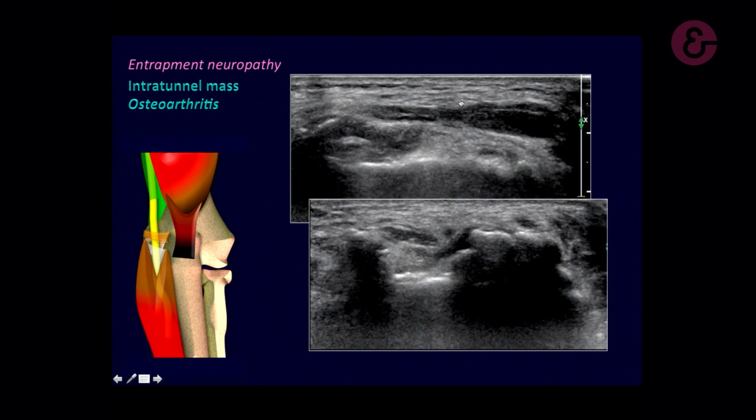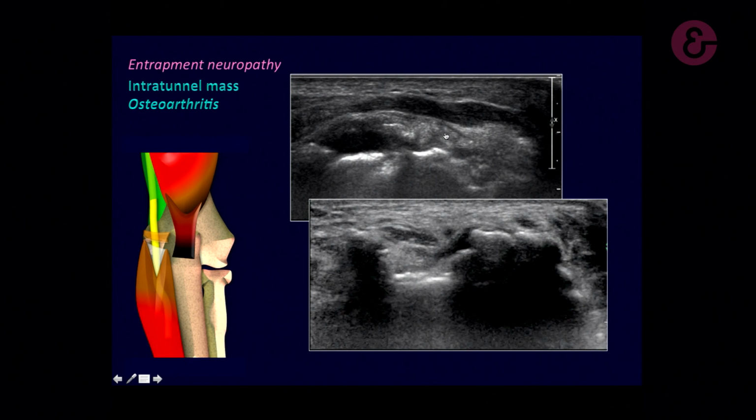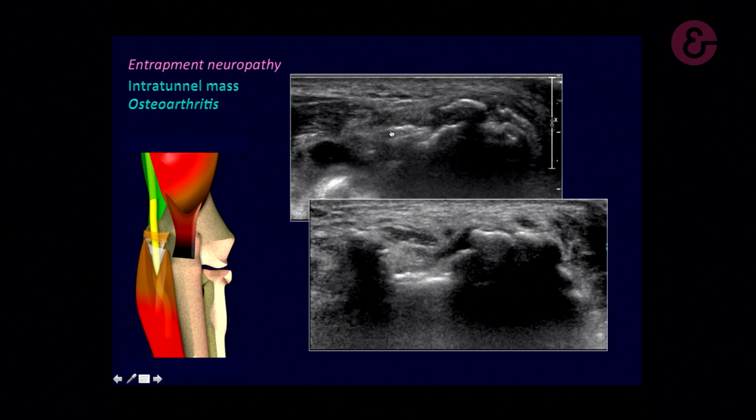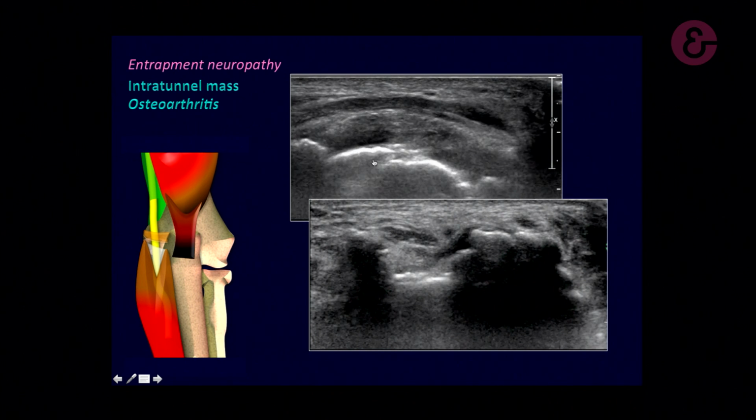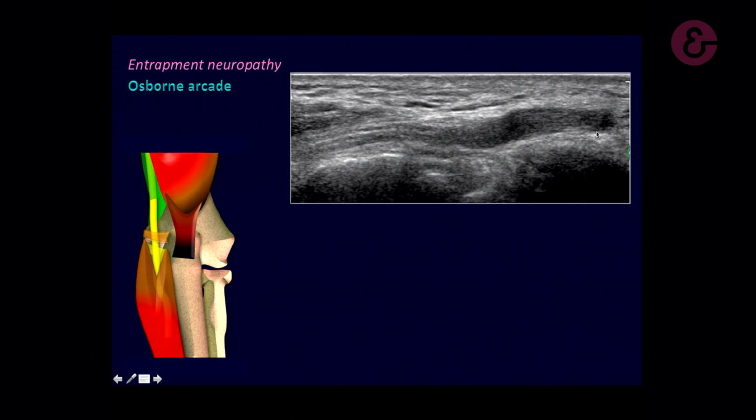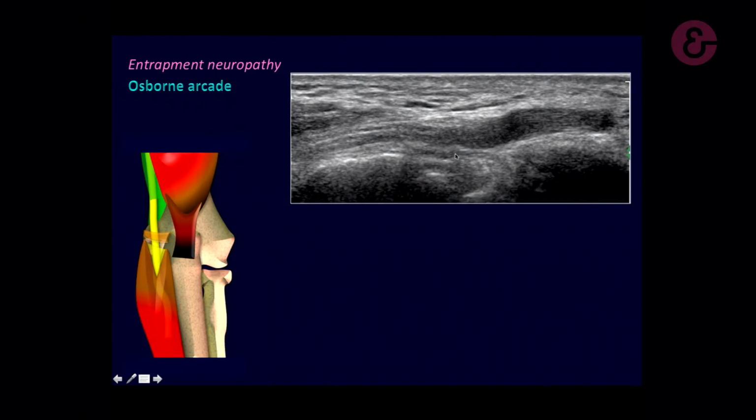Very swollen nerve at the level of the retinaculum and Osborne arcade. Another example, a swollen ulnar nerve, some calcification, some thickening of the capsule in osteoarthritis, explaining the compression of the nerve. In idiopathic compression, usually the site of the compression is the Osborne arcade over there. You can see and you can detect exactly the level of the compression.